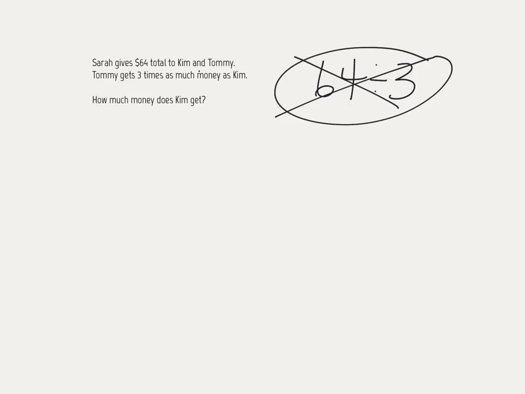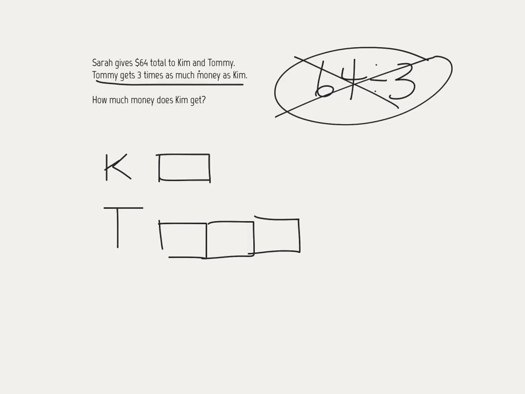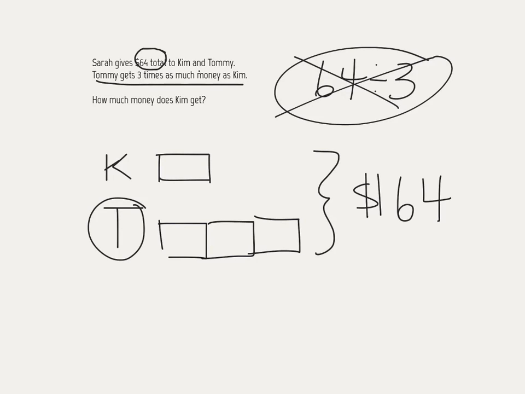So if we have Kim and we have Tommy, because those are the 2 people we're comparing, we know that Tommy has 3 times as much as Kim. So therefore Kim gets 1 unit. Tommy is represented by 3 units. And then we need to be careful. We see that Sarah is giving $64 total away. So we might be tempted to label Tommy as 64, but we don't want to do that because Tommy does not get 64. The total is 64. So our total for both goes over here.